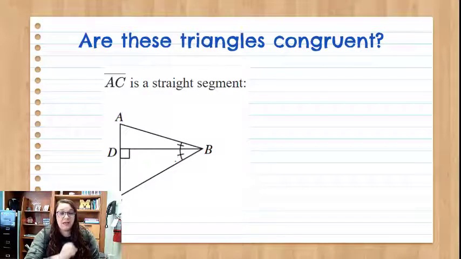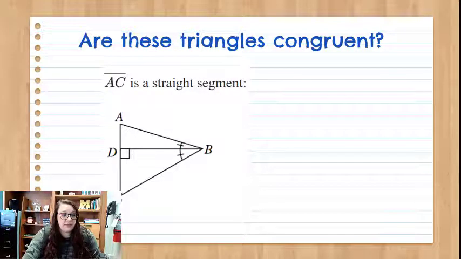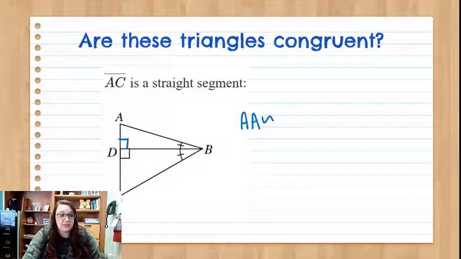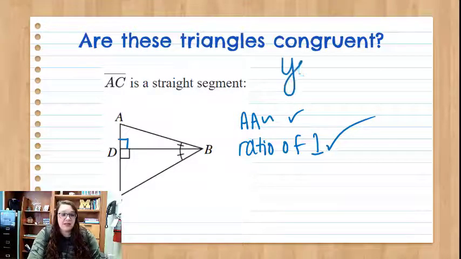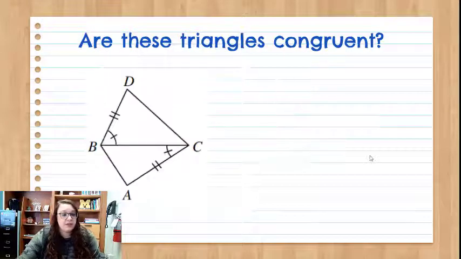Let's first determine if they are similar. I notice that they both have this angle that's marked as congruent, so I already have one angle. And then this angle CDB is a right angle, and it must be supplementary with angle ADB, so this is also a right angle. It has two angles, so I can tell it's angle-angle similar. It also has a side in common. DB is in each of them, so it must have a ratio of 1. Since that's the case, we've checked both of our conditions for congruency, and I would say yes, they are congruent.